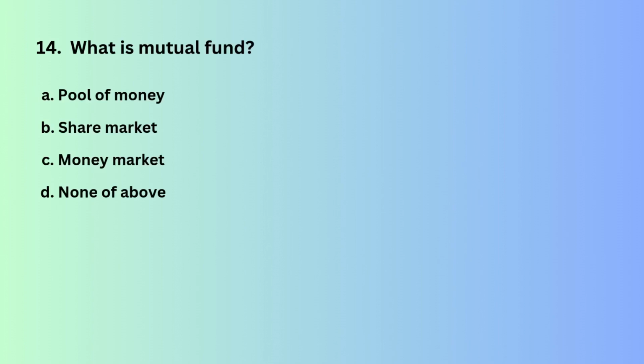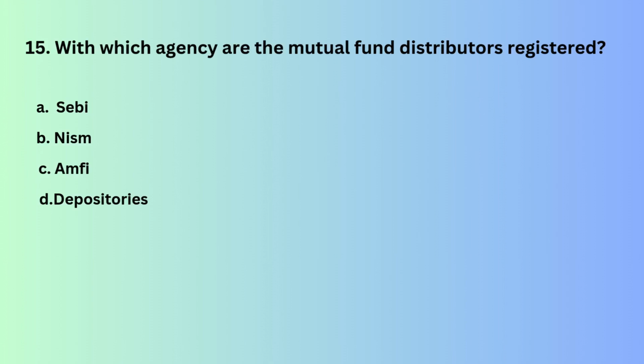Question number 14. What is mutual fund? A, pool of money, B, share market, C, money market, and D, none of the above. Now see, all the investors come together and make a pool of money over there. So the correct answer is A, pool of money. Question number 15. With which agency are the mutual fund distributors registered? A, SEBI, B, NISM, C, AMFI, and D, Depository. And the correct answer is C, AMFI. AMFI only provides us the ARN number.